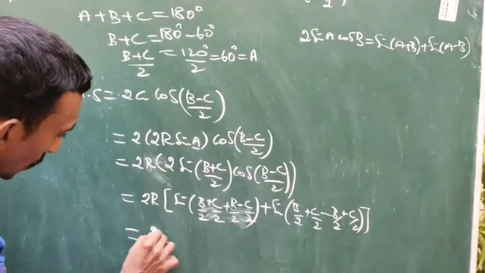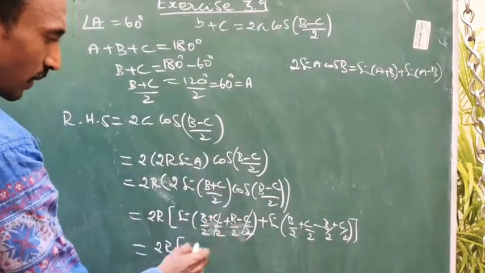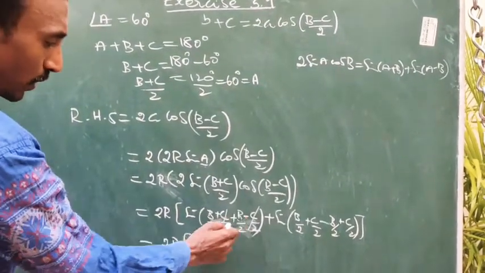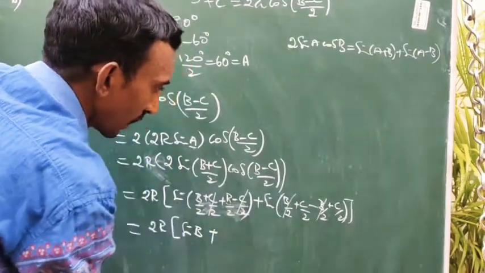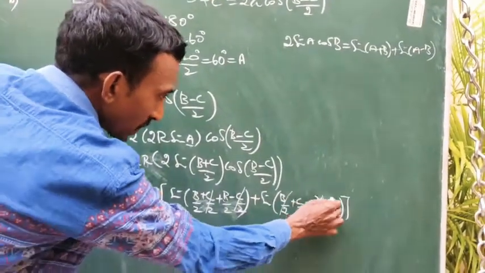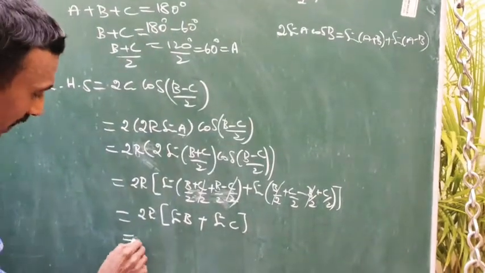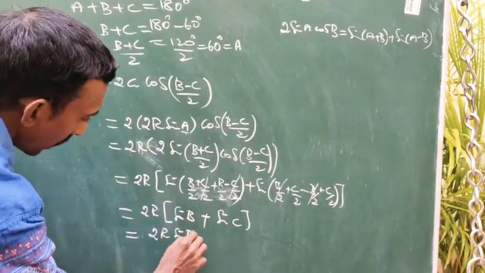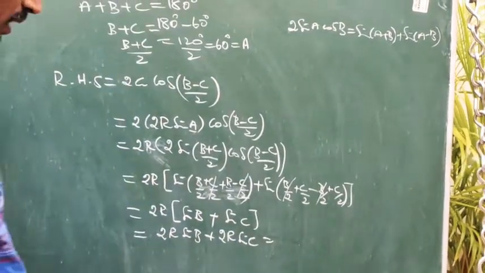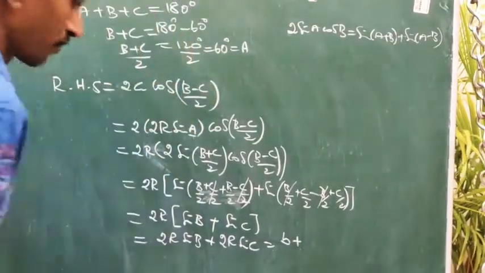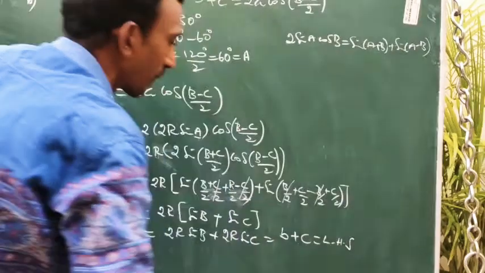Okay. So 2R into, so C by 2 minus C by 2 cancel. 2B by 2 is B, sin B. Similarly B by 2 minus B by 2 cancel. 2 times C by 2, that is C. Okay. So now multiply inside, 2R sin B plus 2R sin C. So 2R sin B is nothing but small b and 2R sin C is small c. Again we are using the sine formula.